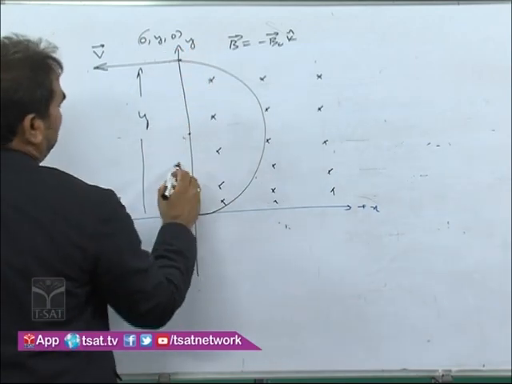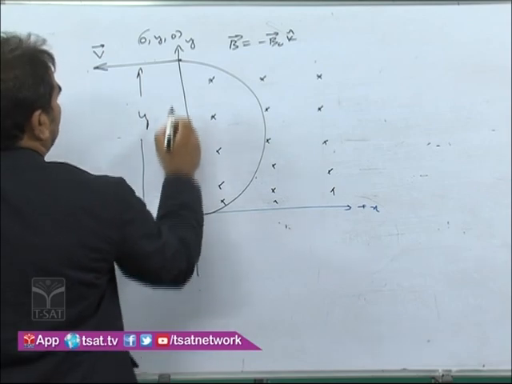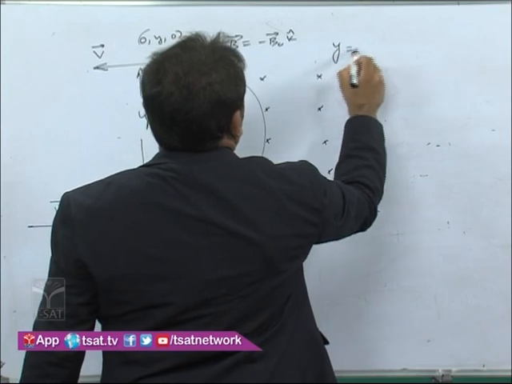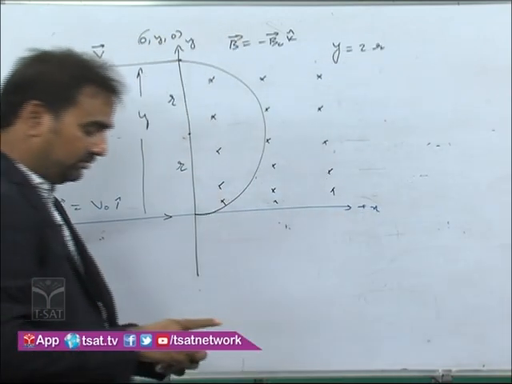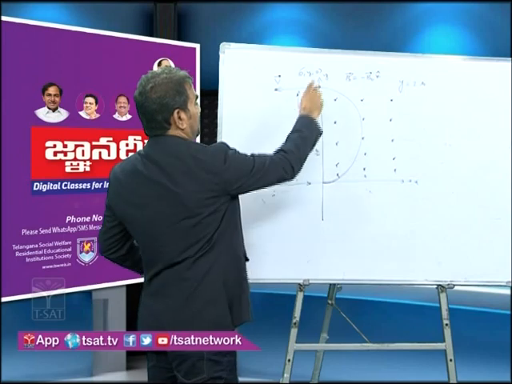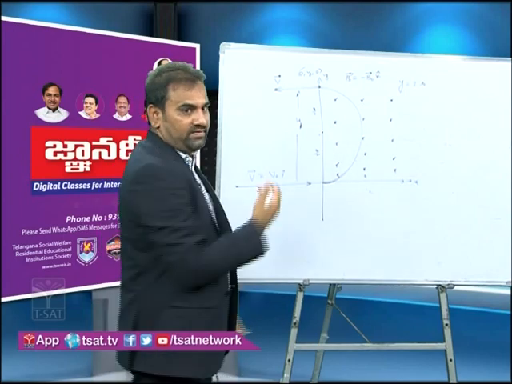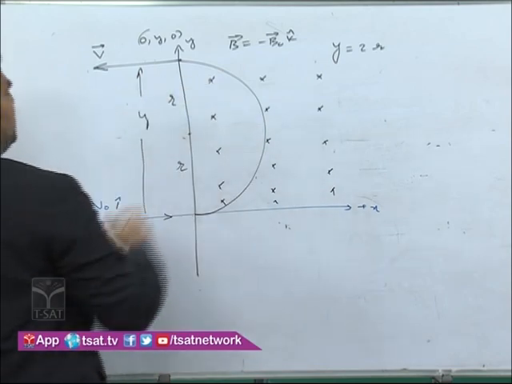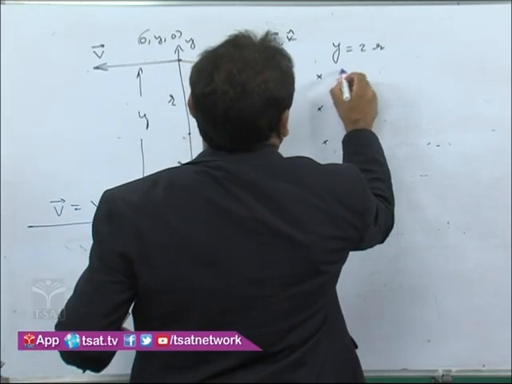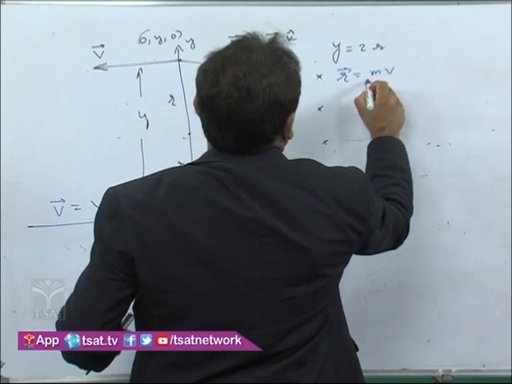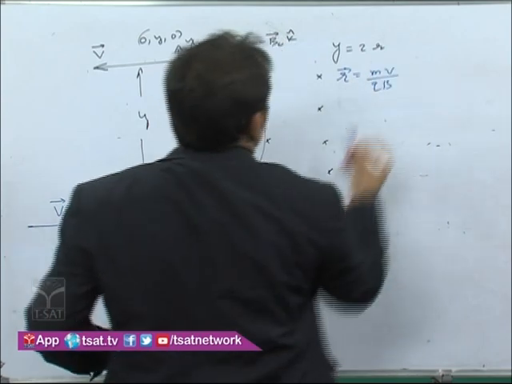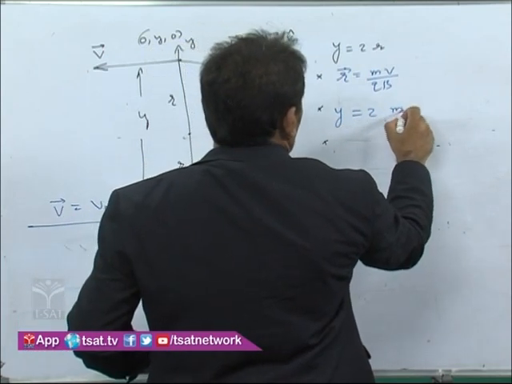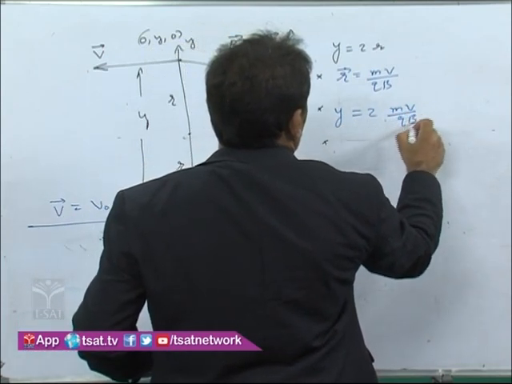Let the radius of the circular path be r. This is also r. The total length of the diameter is y is equal to 2r. r plus r is nothing but 2r. But when the particle enters the magnetic field and moves in a circular path, the radius of the path is given by r is equal to mv upon qB. Substituting this value in the above equation, y is equal to 2 into mv upon qB.